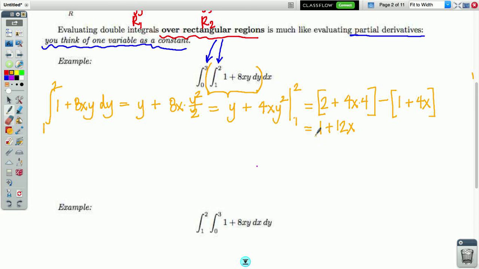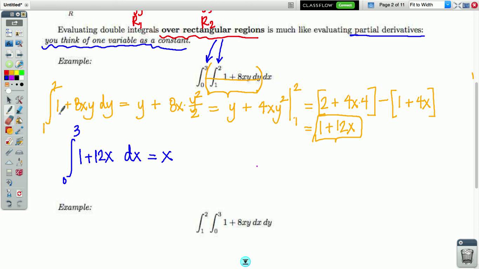Now, I'm going to take this answer, and that basically goes right here. So now my integral becomes the integral from 0 to 3 of 1 plus 12x. Notice that the y has gone away completely, and I'm back to basically single variable calculus. So I'm just integrating with respect to x, and in the end I'm going to take my limits from 0 to 3. So 1 integrates now to x.